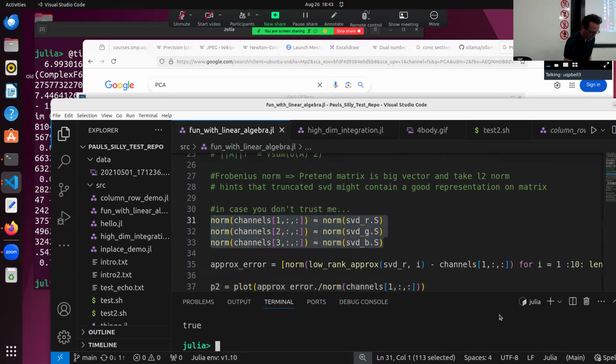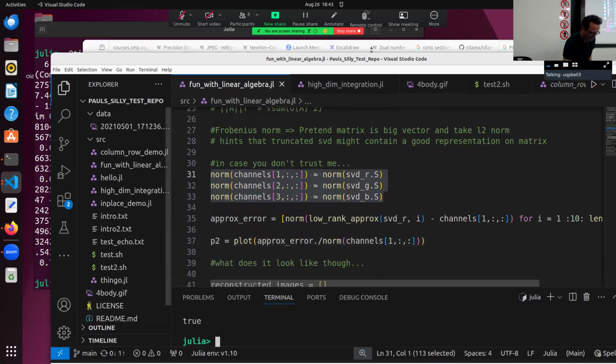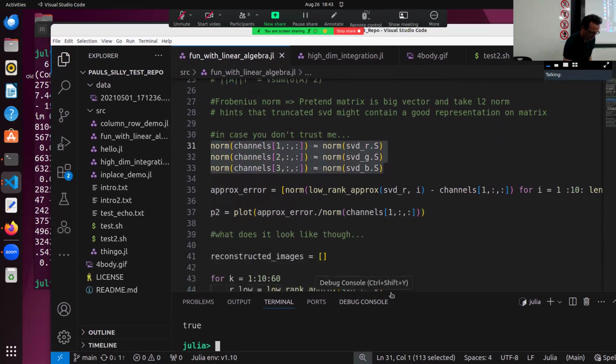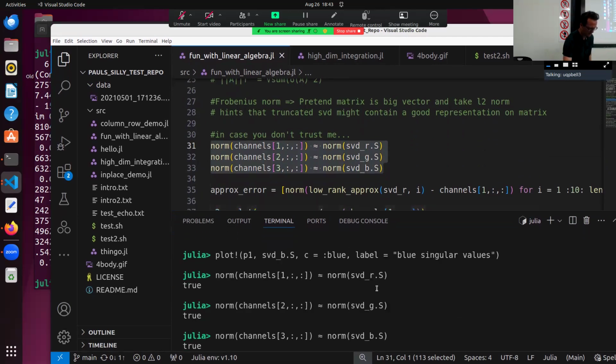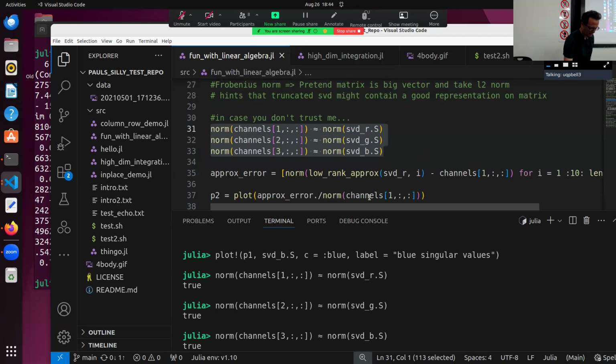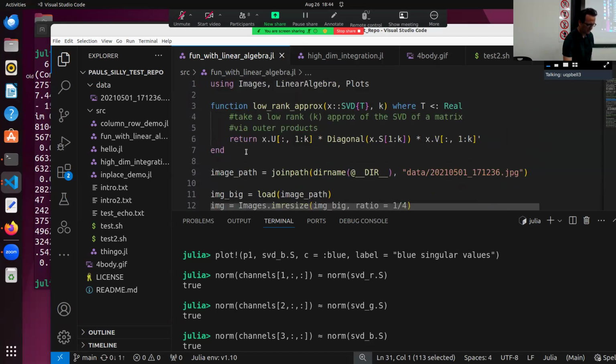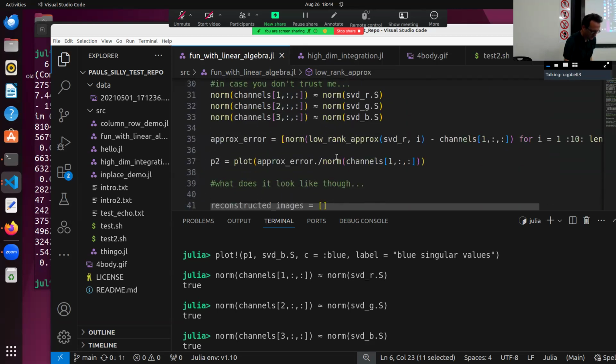So what's going on here? Yep, approximately true, given some floating point error, that the norm of the channels equals the norm of the SVD S values. So what we can do, and that's what this is doing, when we reconstruct, is take the U matrix to K terms, take the first K singular values, and take the first K of the V matrix, and use that to reconstruct the original matrix. So it's going to be much, much smaller. It's just an outer product.